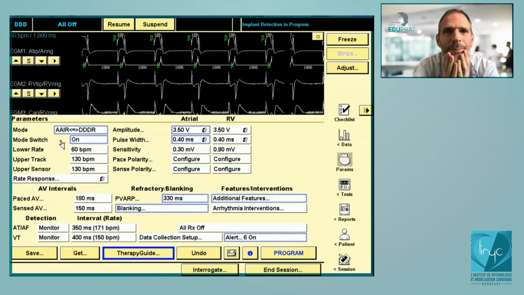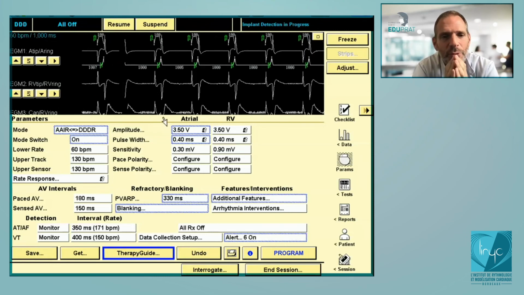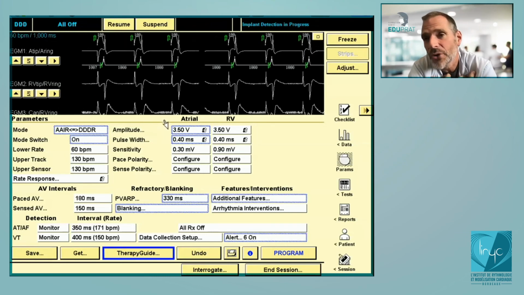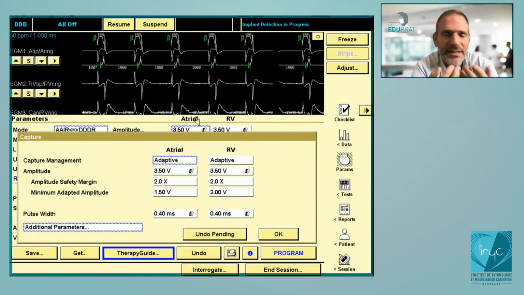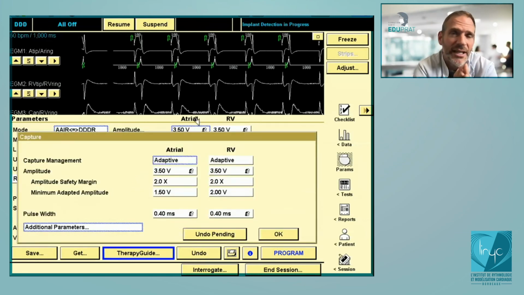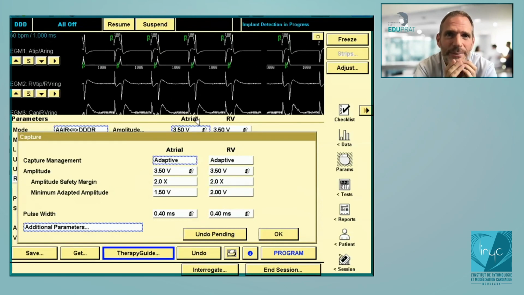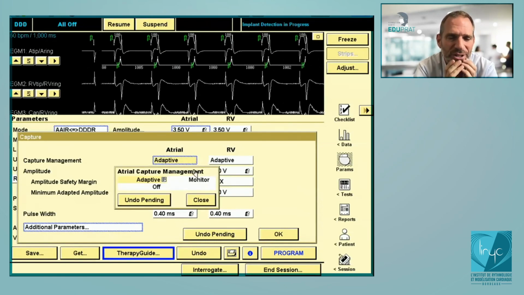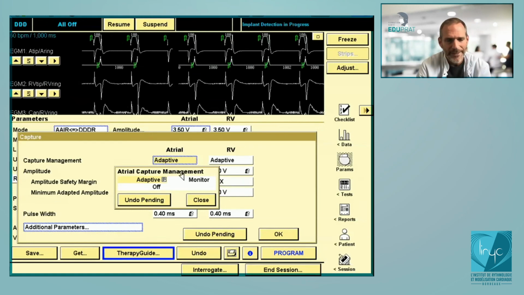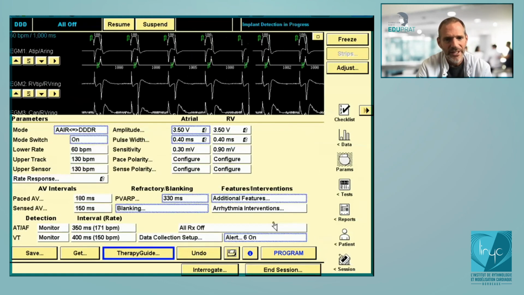Then in terms of amplitudes for atrial pacing, I'm not a big fan of adaptive in this situation, but why not? At minimum, I will program it to monitor, to have systematic measurements every day of the threshold at the level of the atrium. Okay, close, okay.